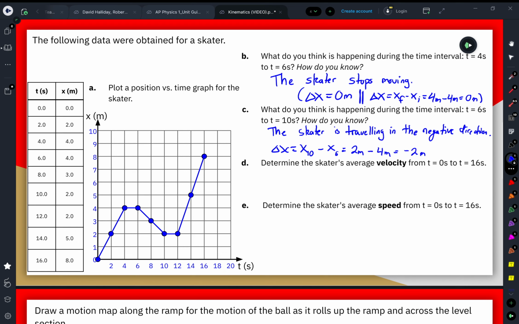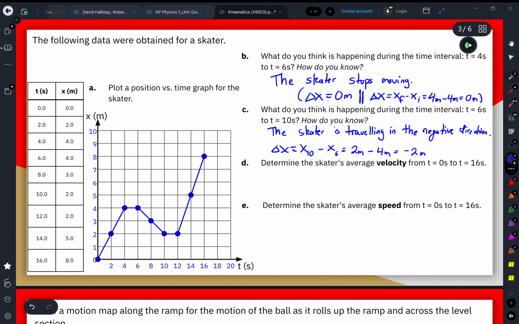So, when we're calculating the average velocity from 0 to 16 seconds for part D, we do not care about the individual velocities. The instantaneous velocity, the actual velocity of an object, is the slope of a position-time graph. However, we see a slope here, which is not the same slope here, here, here, or here. We have 1, 2, 3, 4, 5 distinct regions of this graph. So we have 5 distinct slopes on this graph, 5 distinct velocities for this skater.